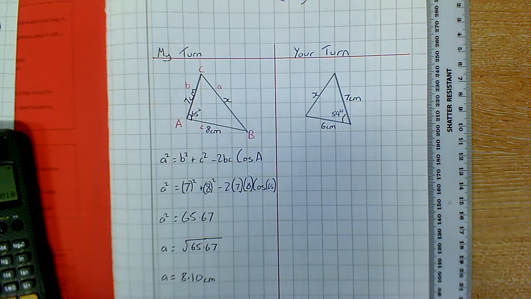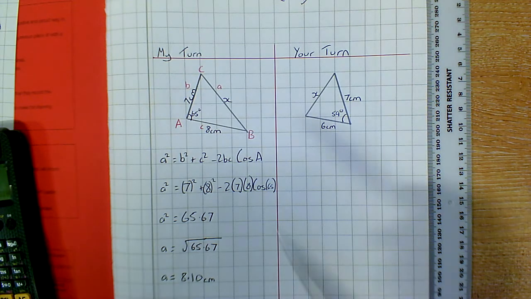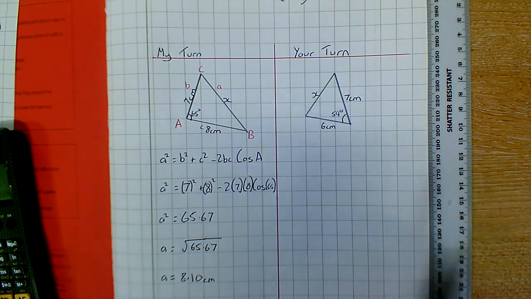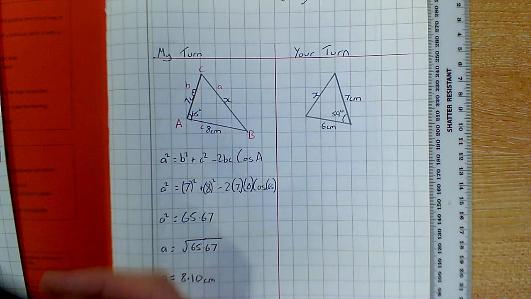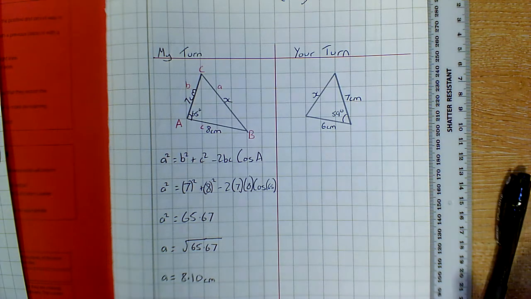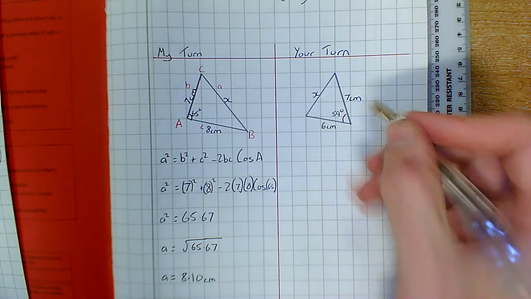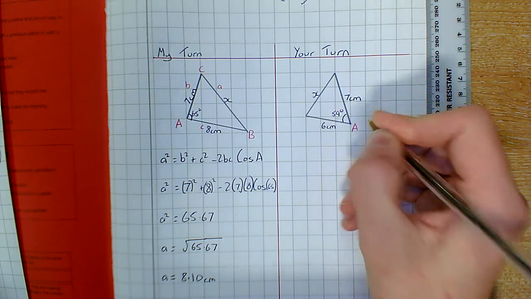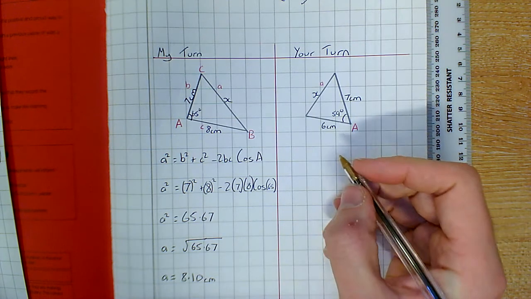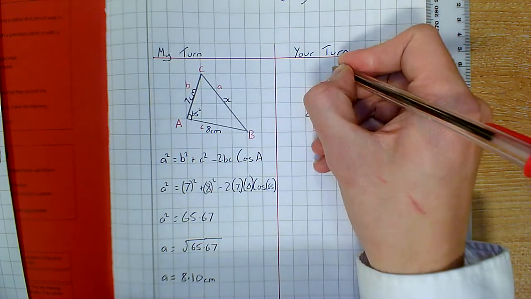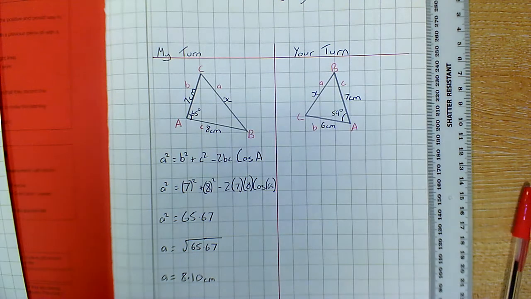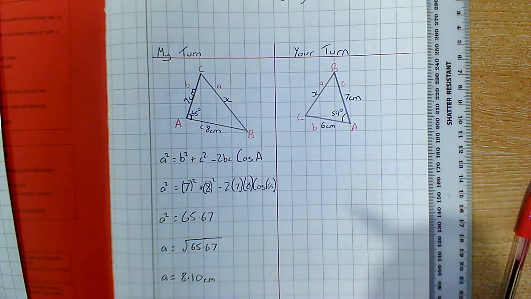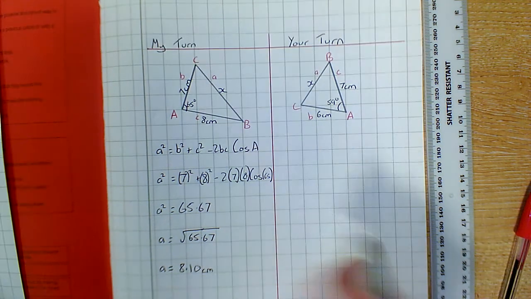Okay, so what I'd like you to do now is to pause the video and then have a go at the your turn question next to it. Okay, so the first thing I'm going to do is label my triangle again. So again, angle A and side a, side and angle B, side and angle C.